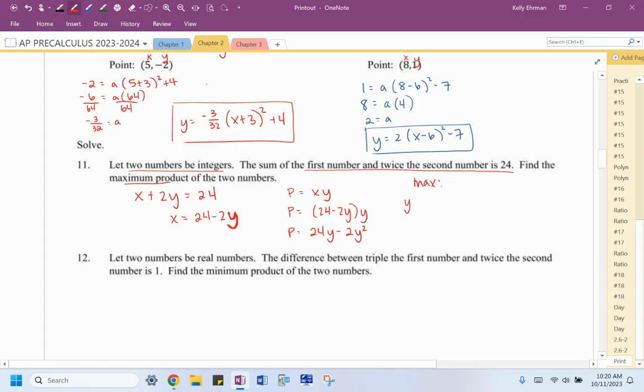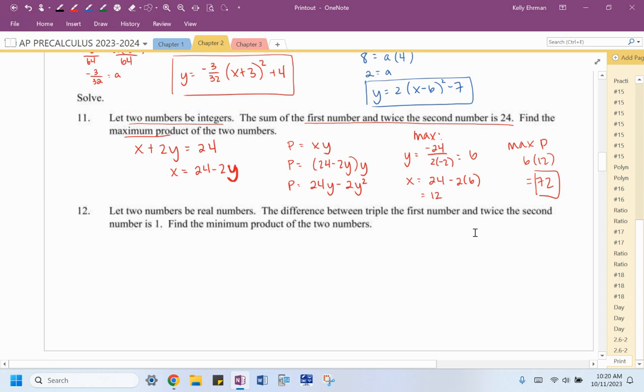Instead of h equals, it's y equals negative 24 over 2 times a. Negative 24 over negative 4 is 6. I want the maximum product. But I don't want to plug 6 into this. I could get it that way, but I could also figure out x, 24 minus 2 times 6, which is 12. And the maximum product is 6 times 12, which is 72.